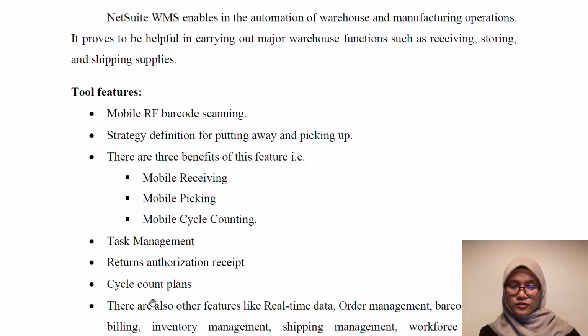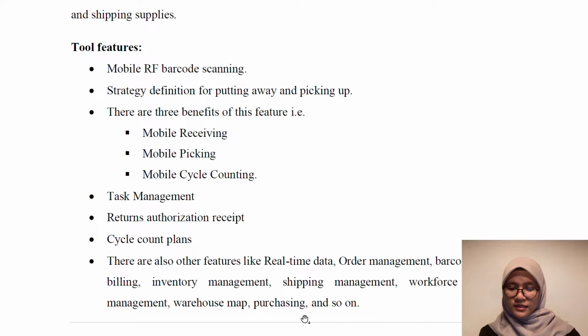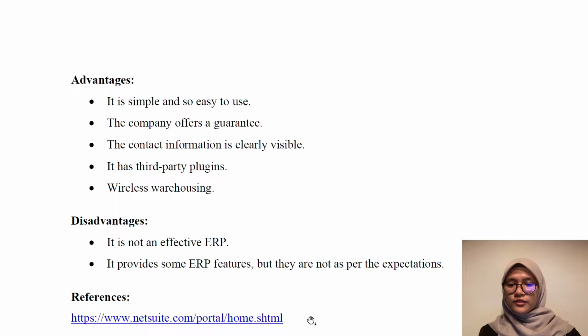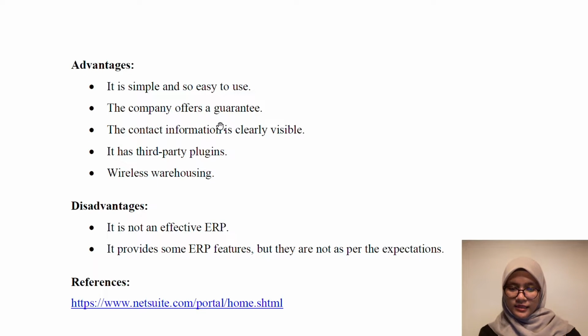Next, cycle count plan. There are also other features like real-time data, order management, barcode tracking, billing, inventory management, shipping management, workforce and lot management, warehouse map, purchasing, and so on. For the advantages of this system, it is simple and easy to use. The company offers a guarantee. The contact information is clearly visible. It has a third-party plugin. And the last one is wireless warehousing.